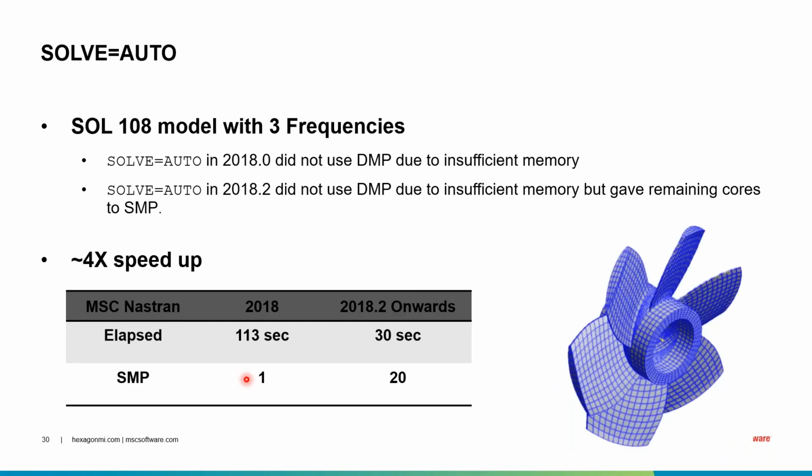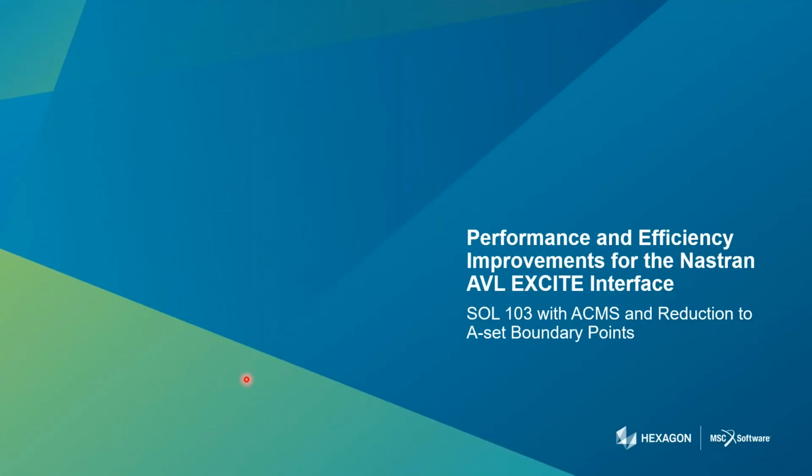And then here is another model, a solution 108 model with 3 frequencies. SOLVE equals AUTO in 2018 did not use DMP due to insufficient memory, whereas with this one, it did not use DMP due to insufficient memory, but gave the remaining cores to SMP. And that brought the speed up to 4 times with SOLVE equals AUTO. So these are some of the benchmarks.